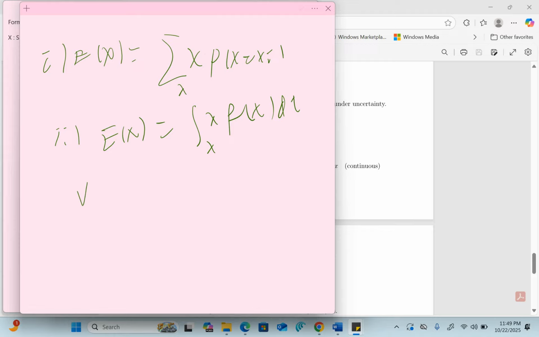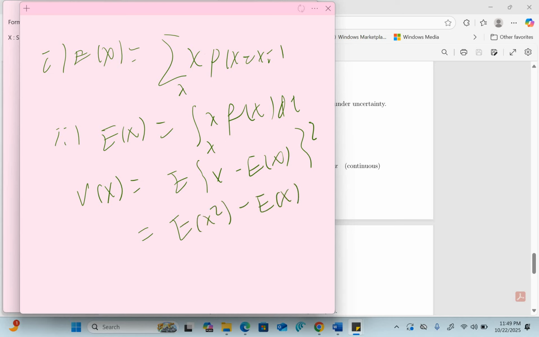The variance can be defined as the expected value of x minus the expected value of x, the whole squared. After many steps, by using the (a minus b) squared mathematical property, finally a computing formula for the variance of a random variable can be given as this one: the expected value of x squared minus the square of the expected value of x. So this is a computing formula for the variance of a random variable.